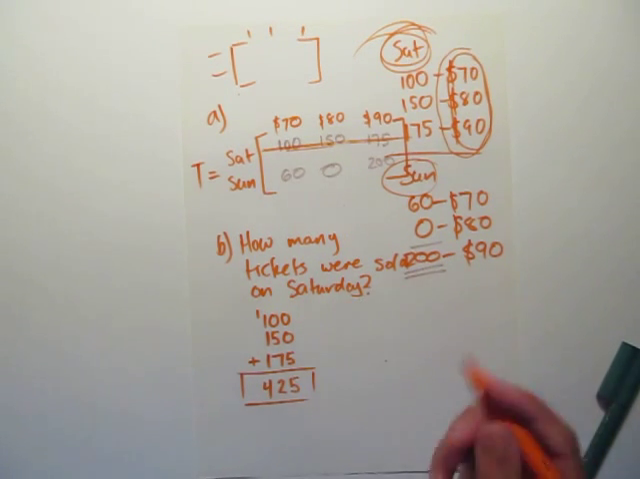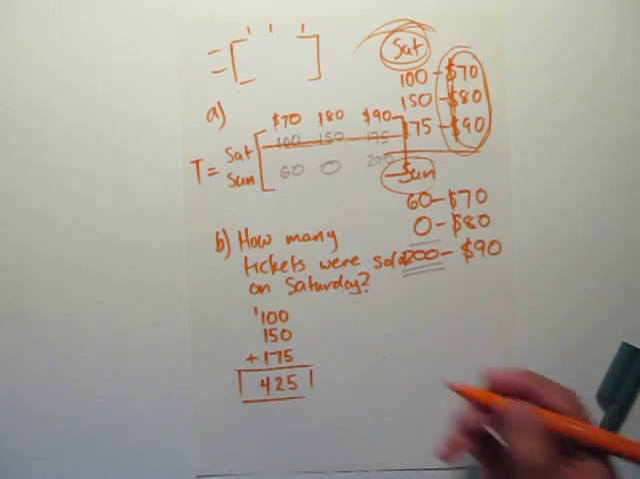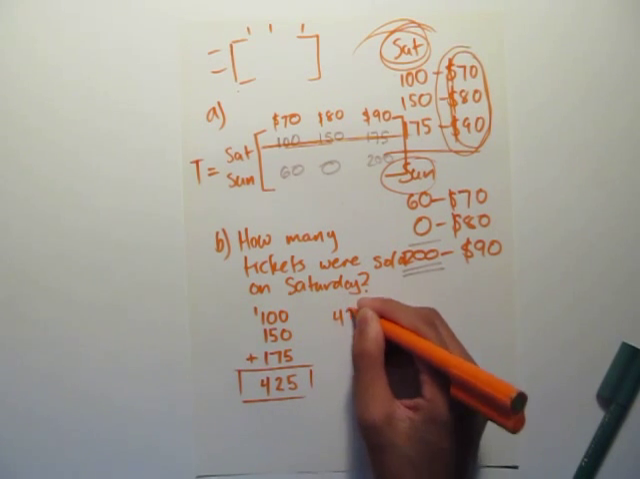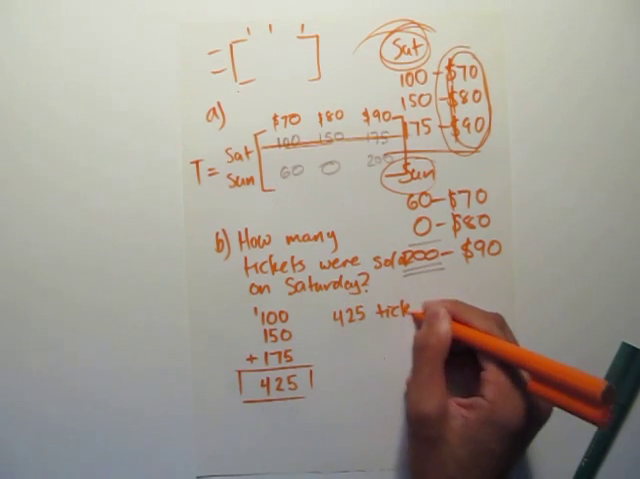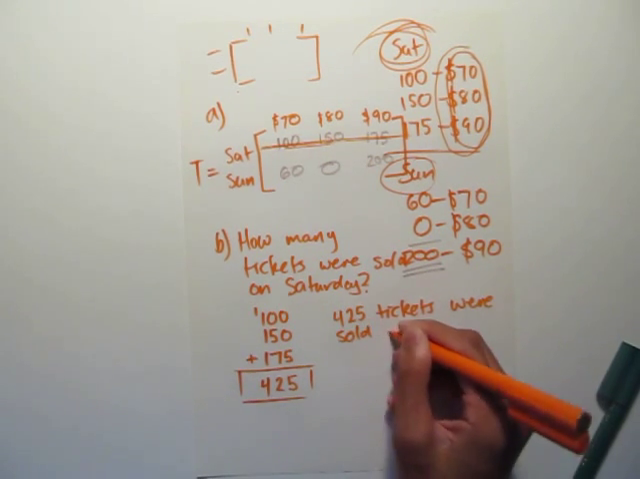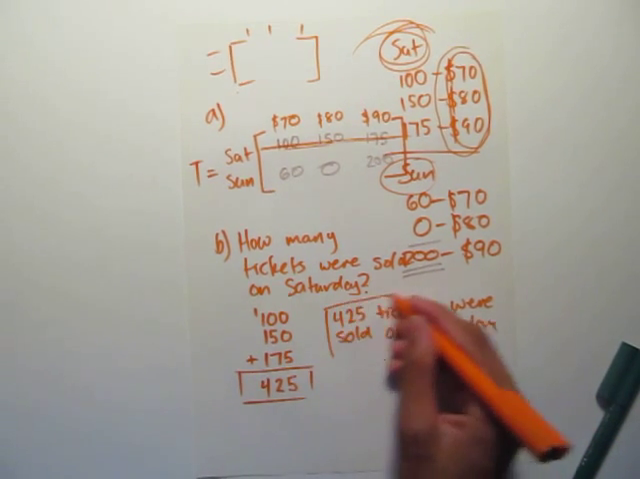So you would have to write this in a sentence, because that's normally how they would want it in the test. So okay, so you would say 425 tickets were sold on Saturday. And I usually just put the answer in a box.